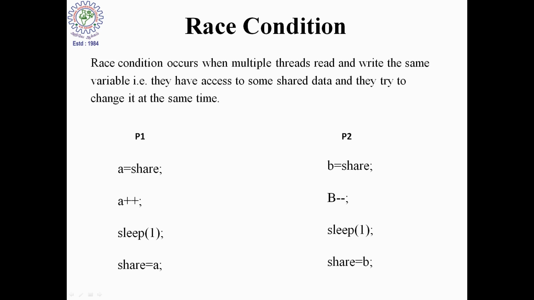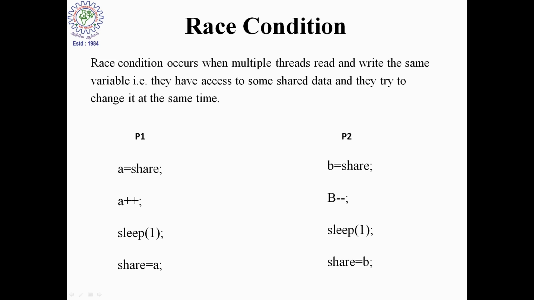Okay, but now after the completion of the share equal to A statement, the process will again be shifted to P2, and now B's value, which is 4, the decremented value, will get allocated to share. So share will be overwritten, that is, the value of share will be overwritten from 6 to 4.